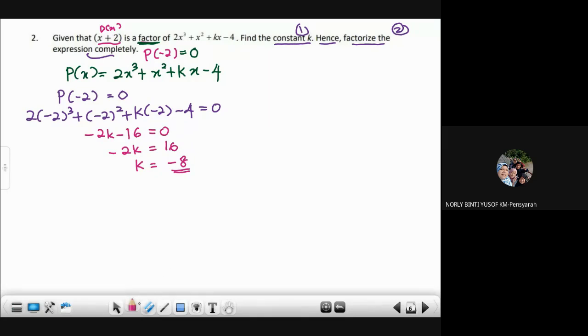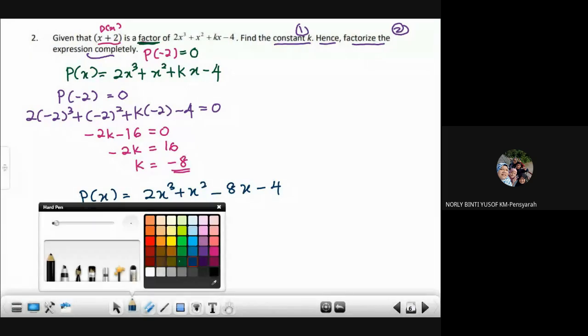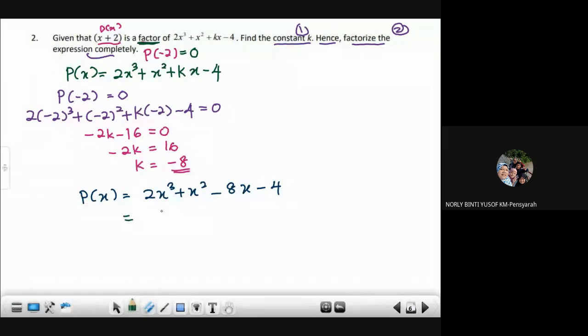Okay, lepas tu kita nak cari factorization kan. So tulis P(x) tu 2x kuasa 3 tambah x kuasa 2 tambah k tu dah terus tulis plus minus lah kan, sebab k you adalah negatif, negatif 8x minus 4. Okay. So since dia nak suruh factorize, maksudnya kalau kuasa 3, kita boleh guna calculator lah. Tapi kita dah ada divisor satu kan, iaitu x tambah 2. One of the factor lah because this is a factor kan. So kita perlu cari lagi 2.